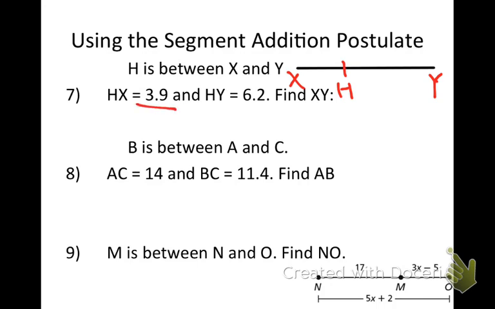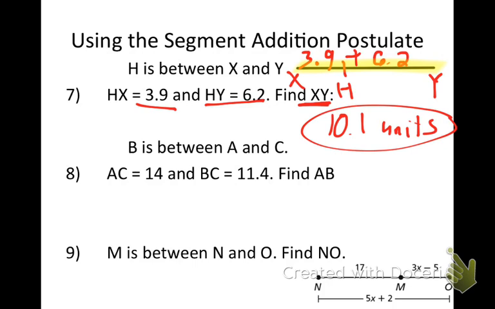I know that HX is 3.9. I know that HY is 6.2. I want to find XY. Well, how can I find XY here? Parker, what do you think I might be able to do? If I have 2-part segments and I want the whole segment, what am I going to do? Yeah, I'm going to add them together. So I would take 3.9 plus 6.2 and I get 10.1 units.